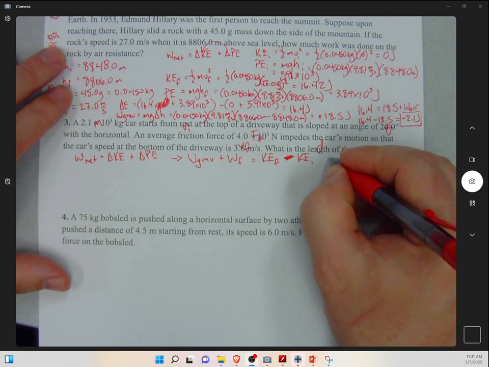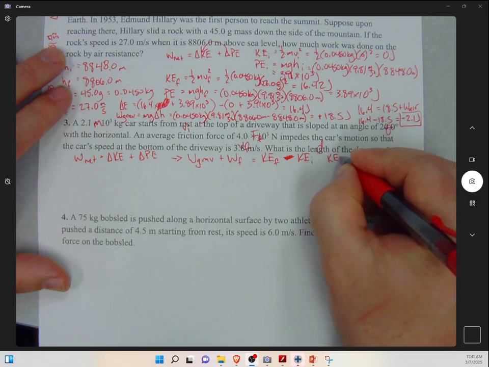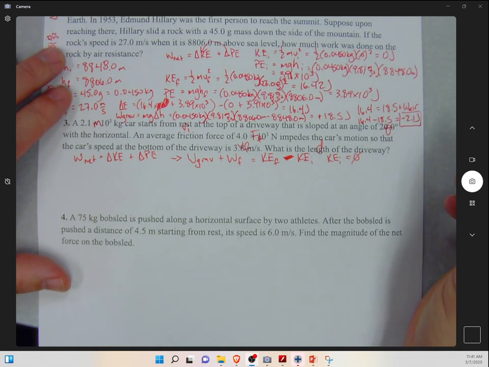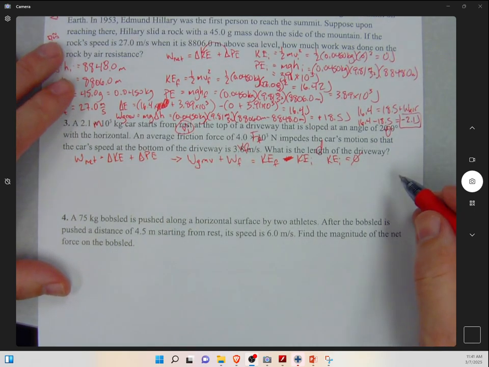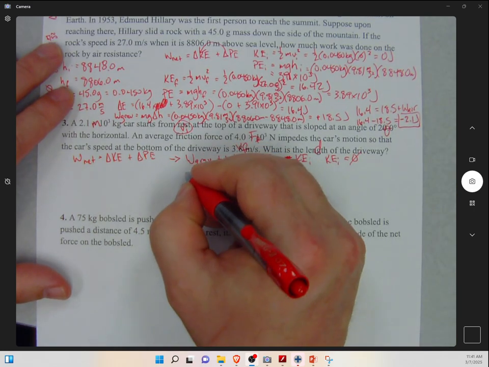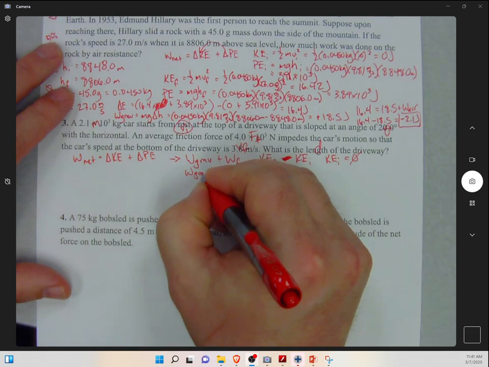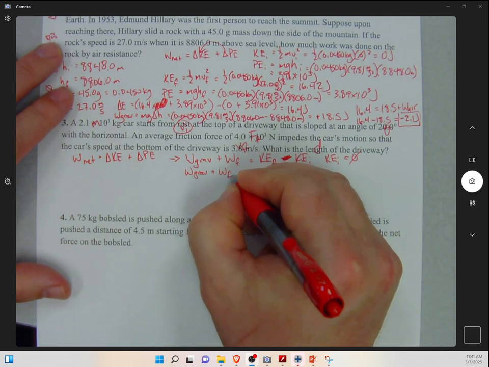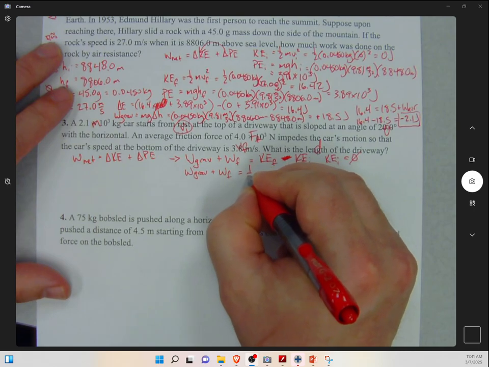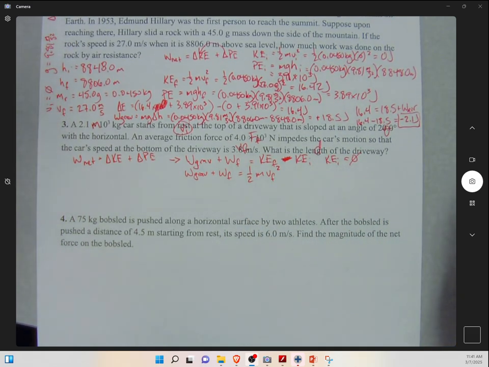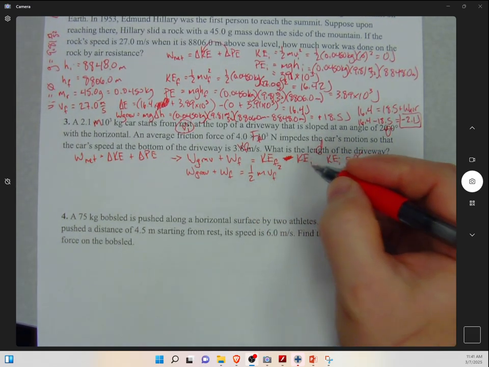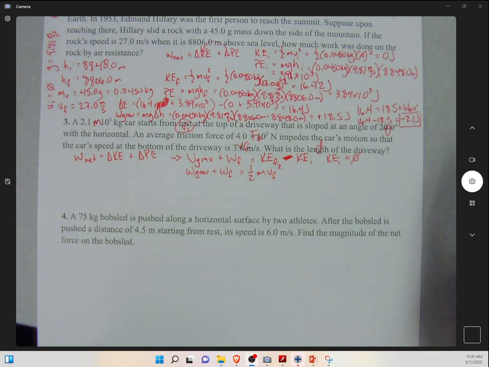Now, because initial kinetic energy is 0, right? Why? Because it started from rest. We can rewrite this as work done by gravity plus work done by friction is equal to just 1/2 mv final squared. I don't have to take into consideration the initial velocity because it's 0, making that part of the equation 0.